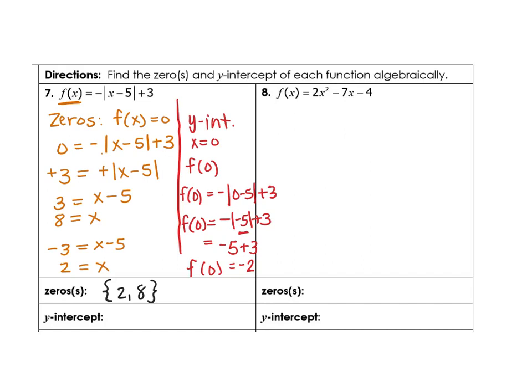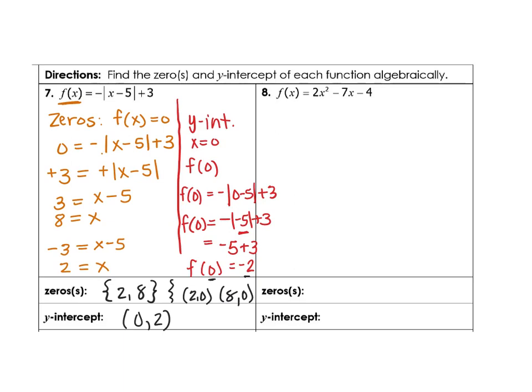And then our y-intercept, we can list that as a point if you want to, and that's going to be the point (0, 2). Now, up top, if you want to list those zeros as points, it would have been (2, 0) and then (8, 0). I don't mind which notation you choose. Okay, so now let's move on to our next problem.